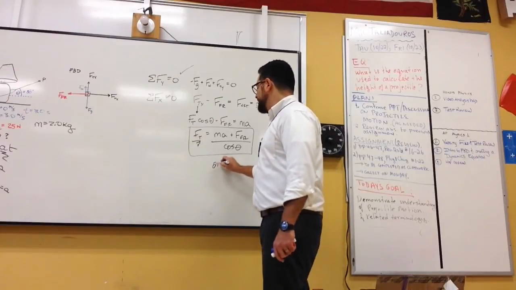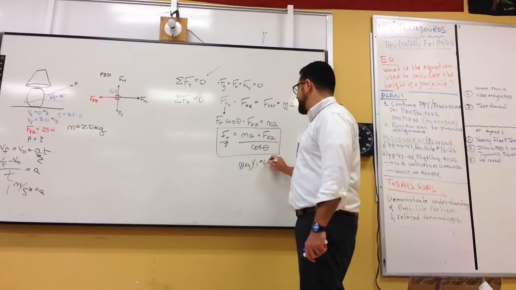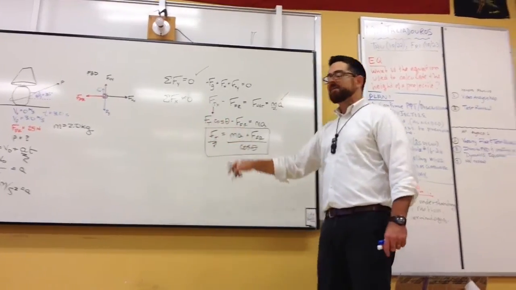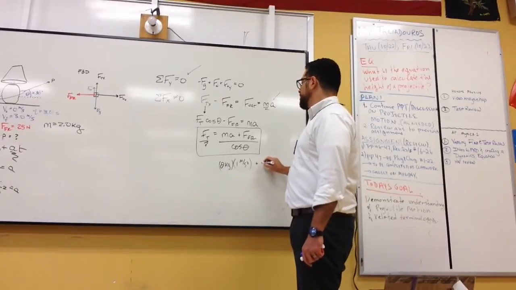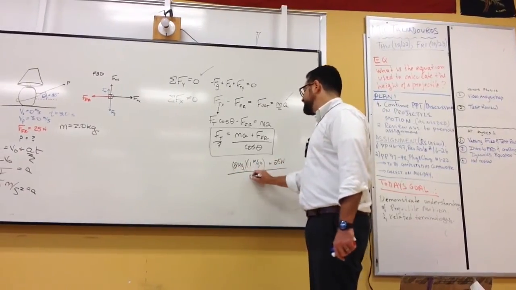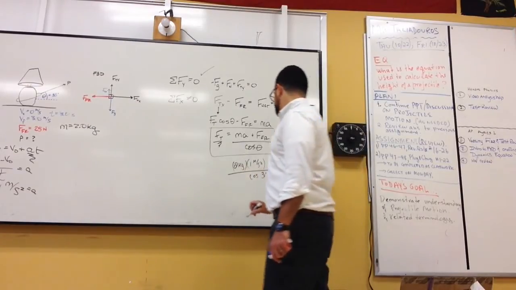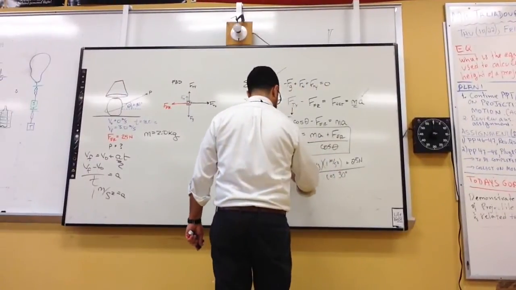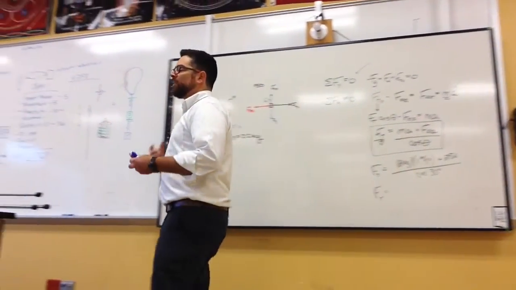Our mass, which I added late into the game, is 2 kilograms. The acceleration you guys calculated, given the initial kinematics equation, was 1 meter per second per second. The frictional force was 25 newtons. And I have to divide all of that by the cosine of 30 degrees. I'll give you guys a minute to process that, and then we'll move on.